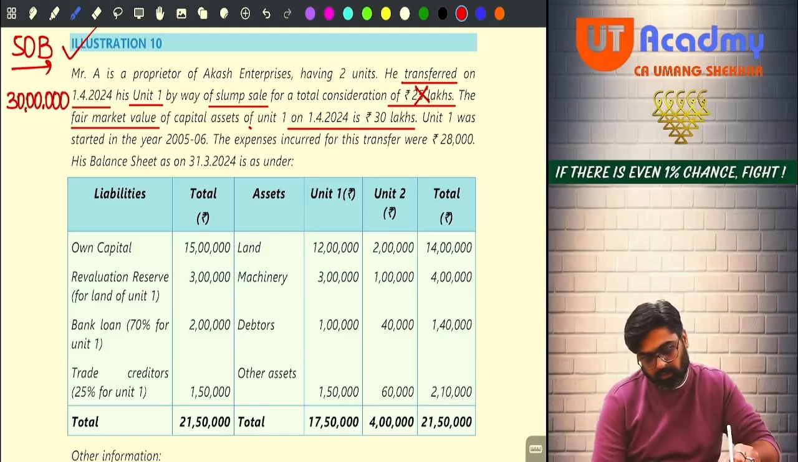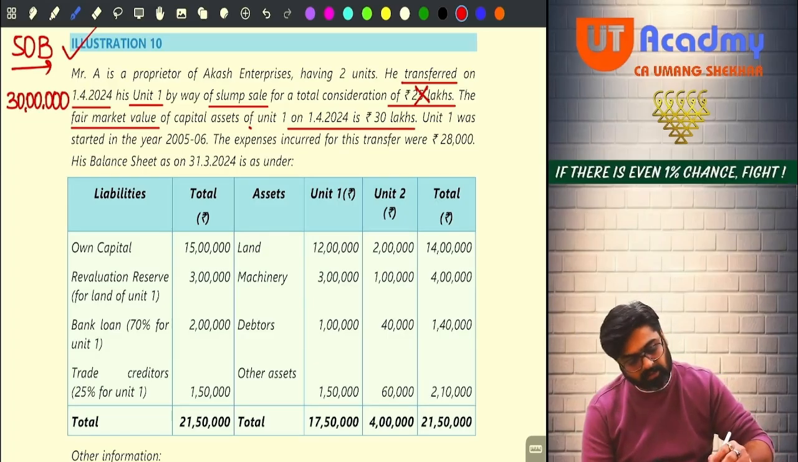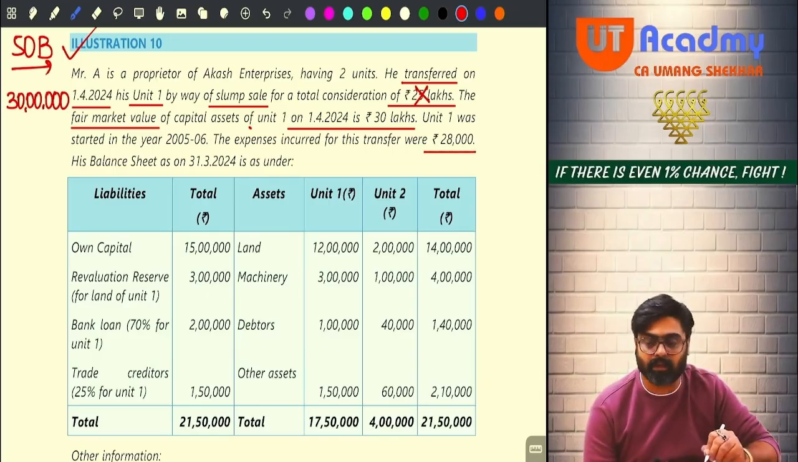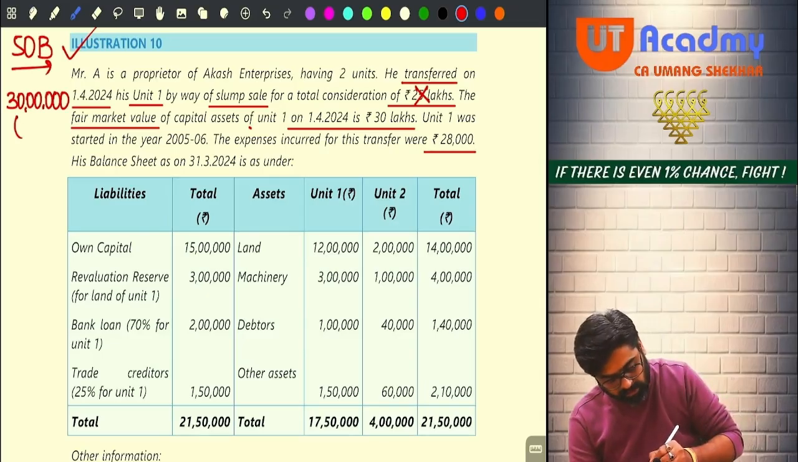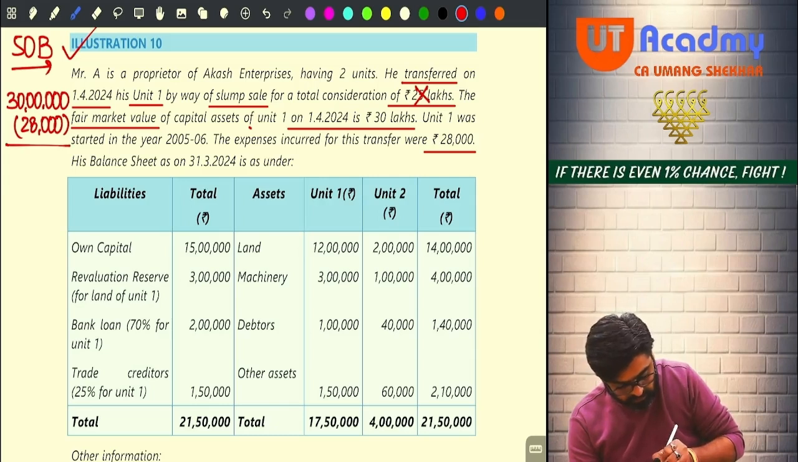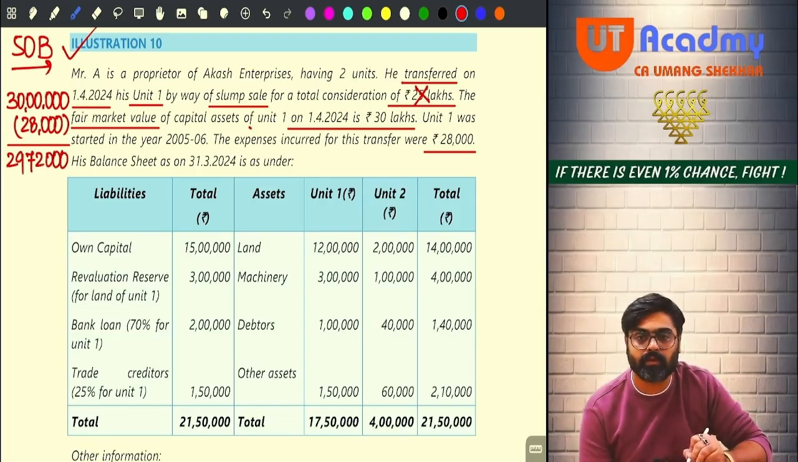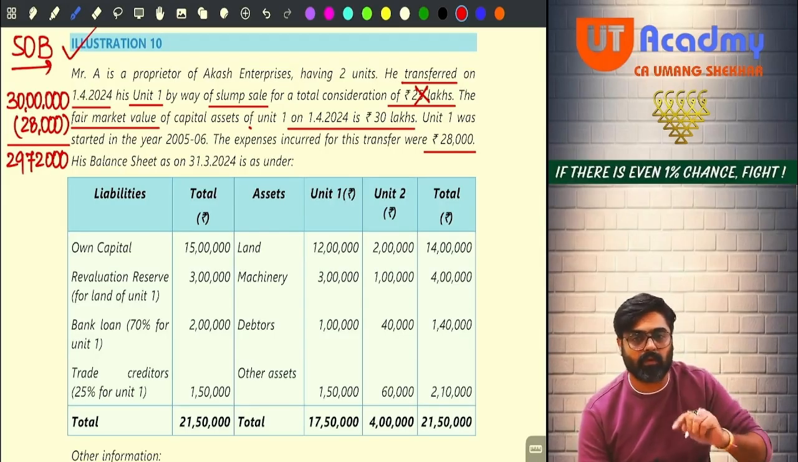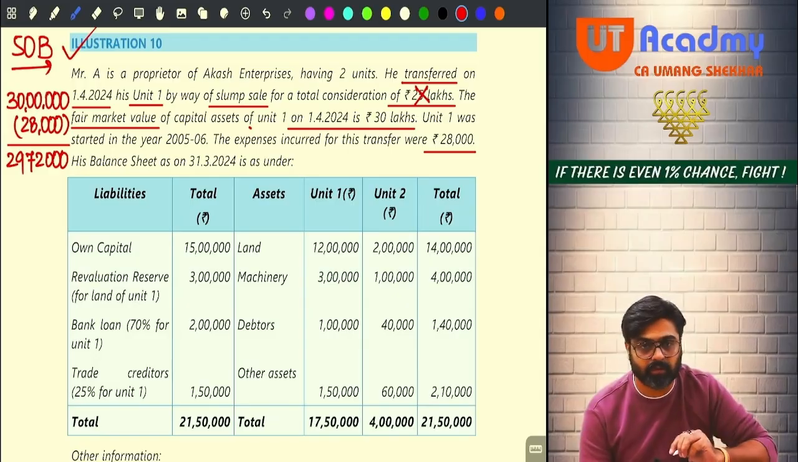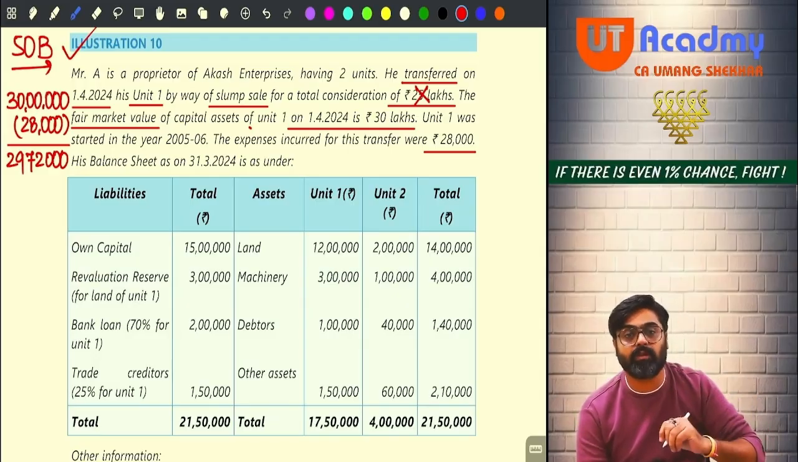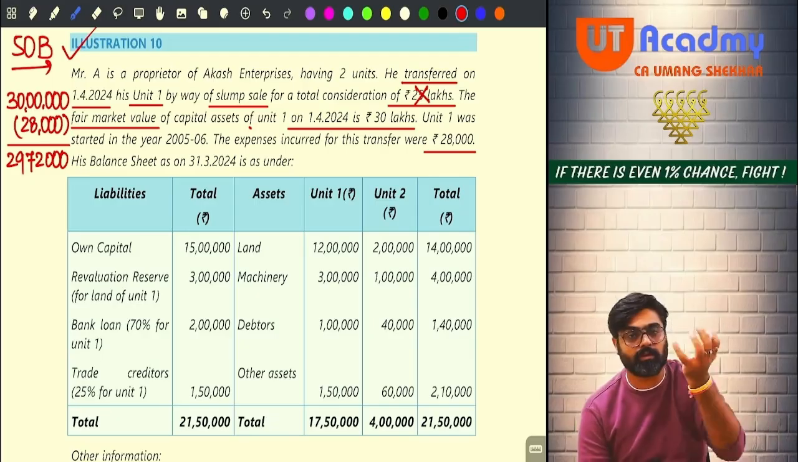Okay, from this he incurred expenses on this transfer and the amount of expenses incurred was 28,000. So can I say 28,000 is a transfer expense? I will reduce 28,000. So the net consideration which I will be getting will be 29,72,000. Okay. Now out of this net consideration, I have to now reduce the cost of acquisition. And what will be the cost of acquisition of this unit?